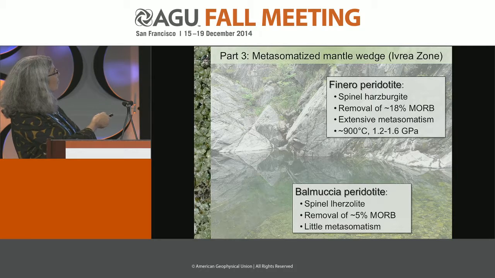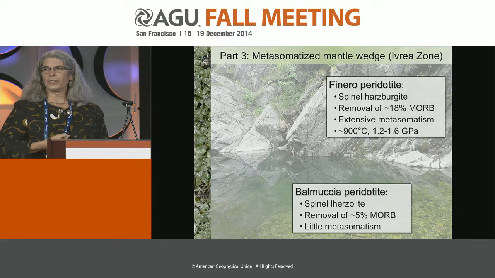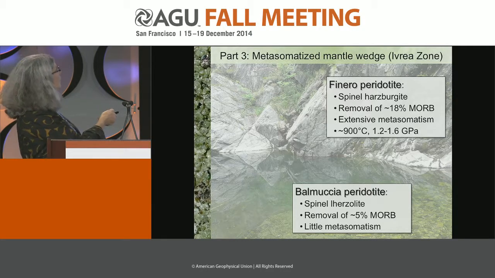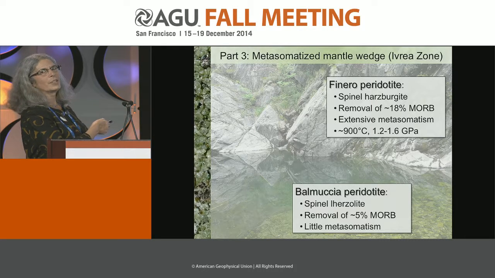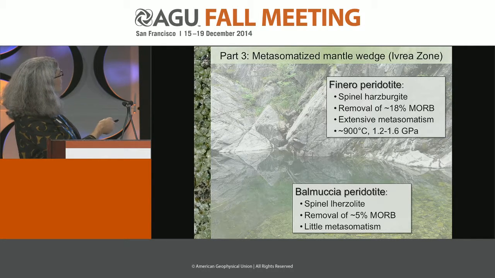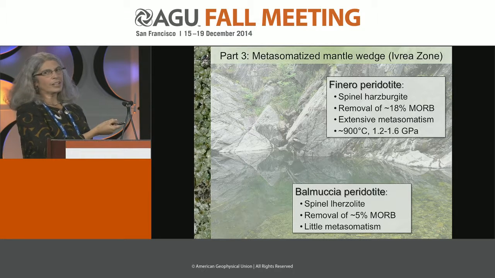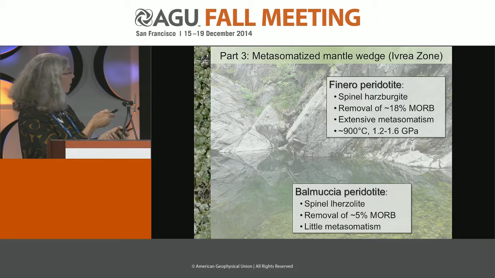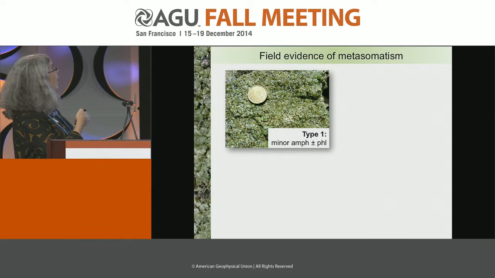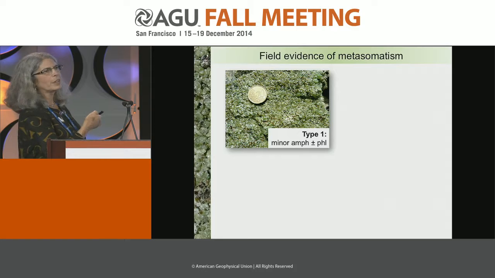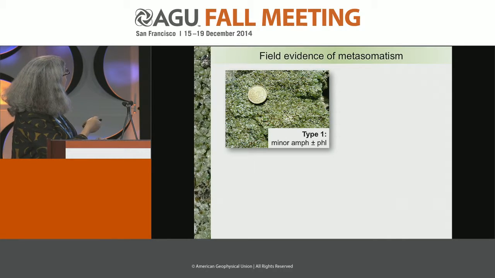In contrast, the Finero peridotite body is spinel-harzburgite. It's had a large amount of mid-ocean ridge basalt type melt extracted from it, and then it subsequently underwent extensive metasomatism. And the metasomatism appears to have occurred at about 900 degrees and 1.2 to 1.6 GPa. So fairly shallow levels, but in a supra-subduction zone mantle wedge setting. All right, and at Finero, we see 4 different types of rocks that I'm going to focus on.